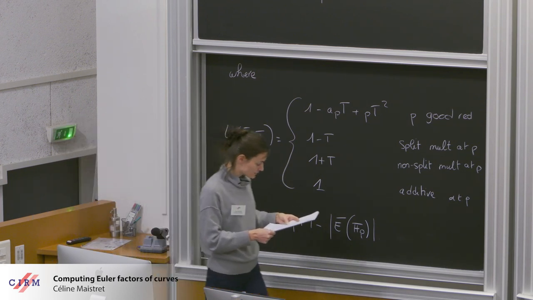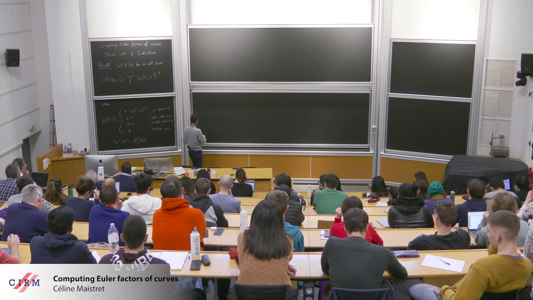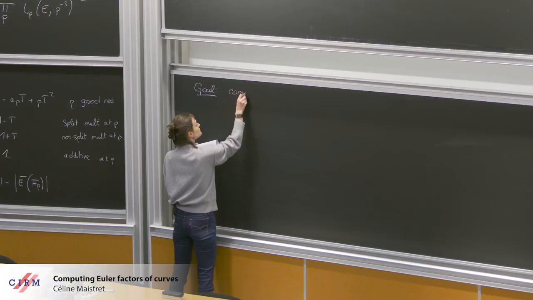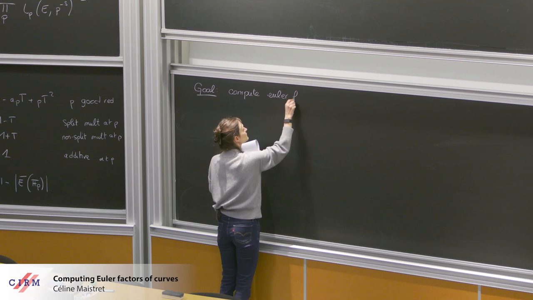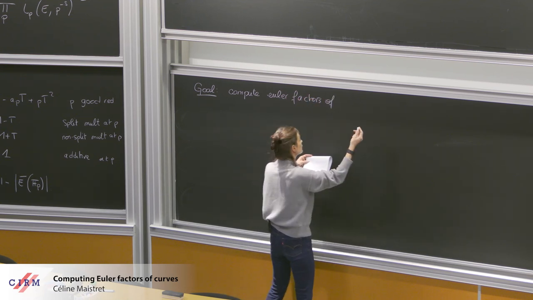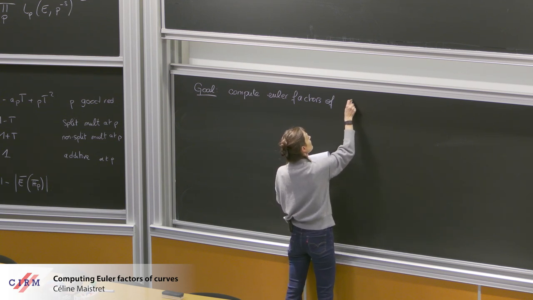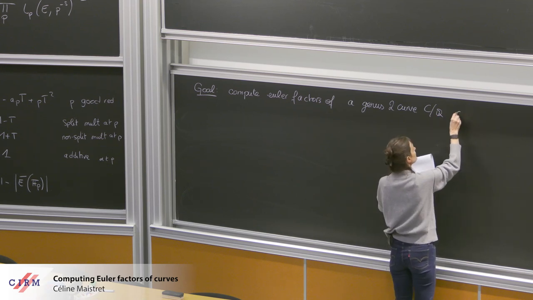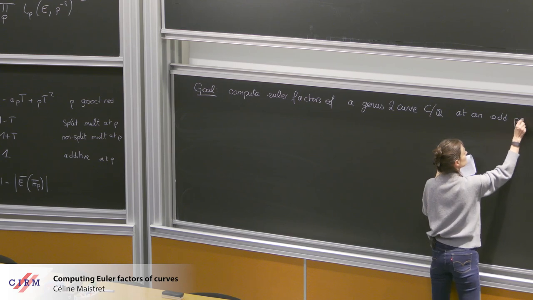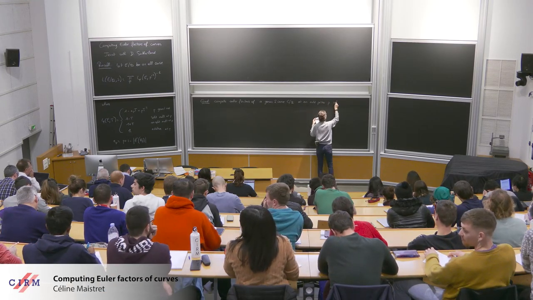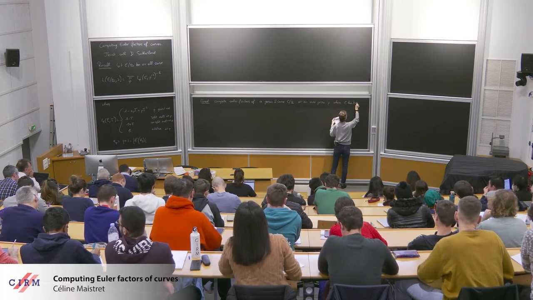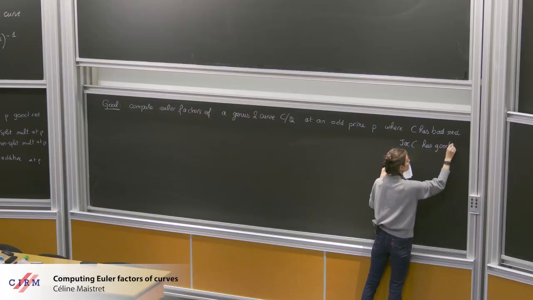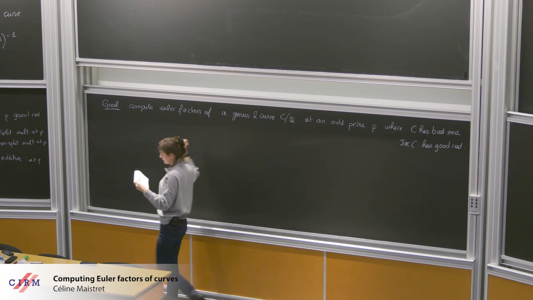And the reason we started this project is because of this particular case. The goal of this project was to compute Euler factors of a genus 2 curve in this particular reduction type: of a genus 2 curve C over Q at an odd prime p, where C has bad reduction, while its Jacobian has good reduction. Okay, so that's the object I'll be interested in today.